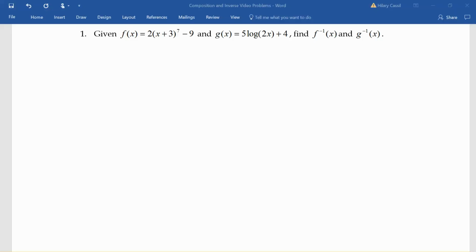Hi everyone. Today I wanted to discuss finding inverses. So we'll take a look at two instances of finding the inverse algebraically and then take a look at an inverse application as well.